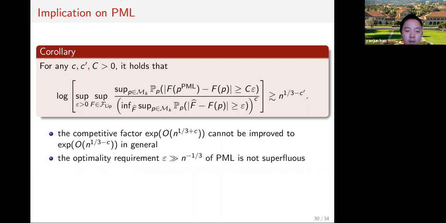So this also shows that the optimality requirement epsilon much greater than n to the -1/3 for PML is actually not superfluous, but is a natural constraint and an essential constraint for this problem.